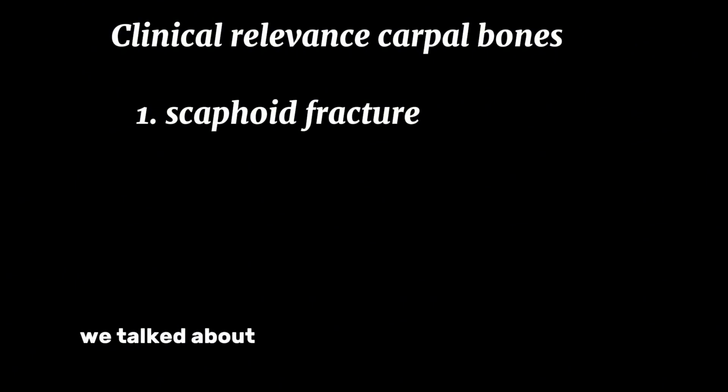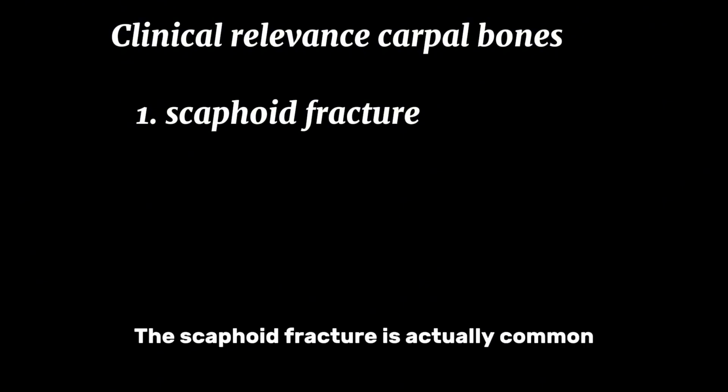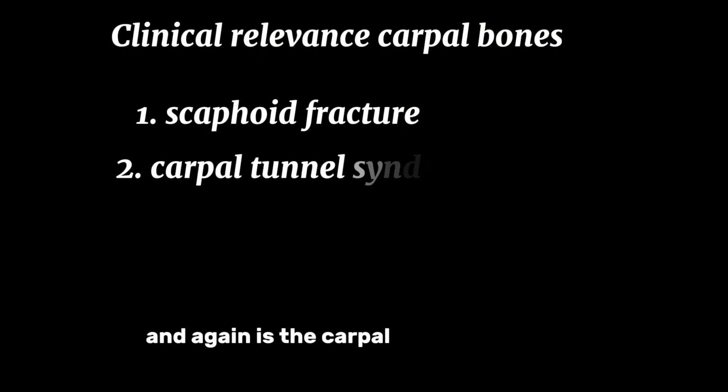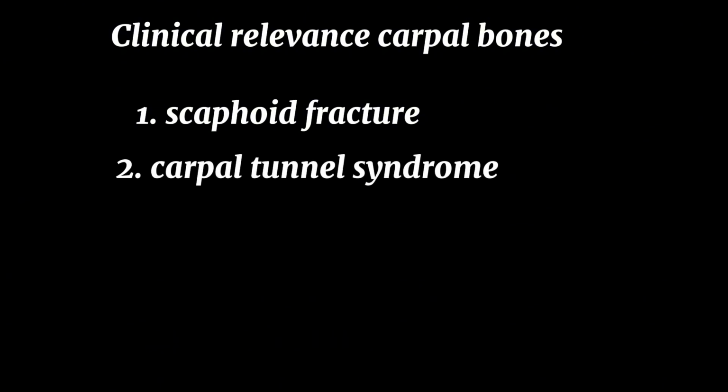If you remember, we talked about how the scaphoid is prone to fracture when there is any accident to the wrist. Now, the scaphoid fracture is actually common. When you fall with an outstretched arm, you are most likely to have a scaphoid fracture. And again, is the carpal tunnel syndrome. Now, there is this median nerve that passes through the carpal tunnel. When it is compressed, the patient will have this carpal tunnel syndrome.